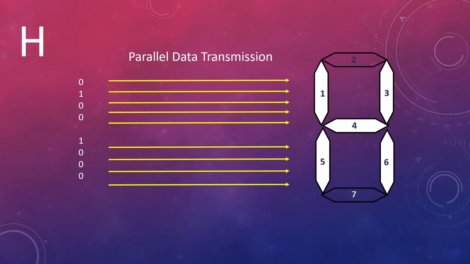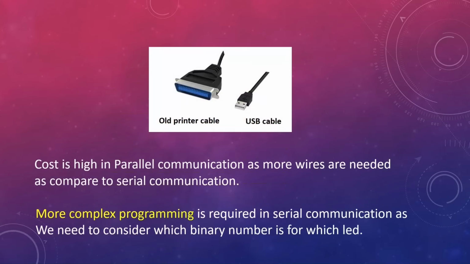As you can see here, this is a Universal Serial Bus, or a USB cable. It's for serial communication. And this is an old printer cable. It's used for parallel communication. You can see the cost is higher for a parallel communication cable, as more wires are needed compared to a serial communication cable. But in the case of serial communication, more coding and programming is required, as we need to consider which binary numbers are for which LEDs.